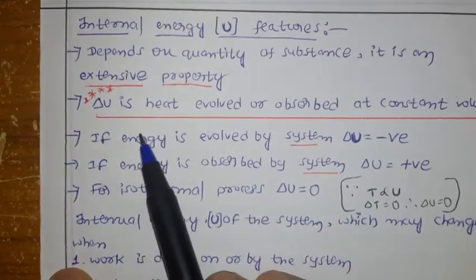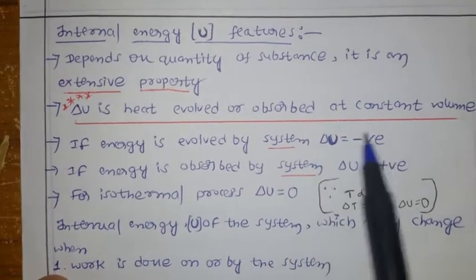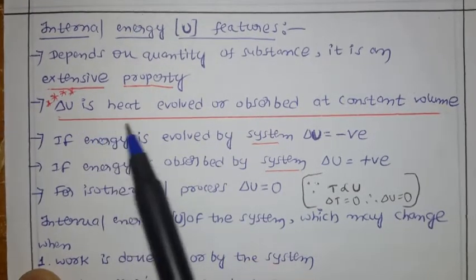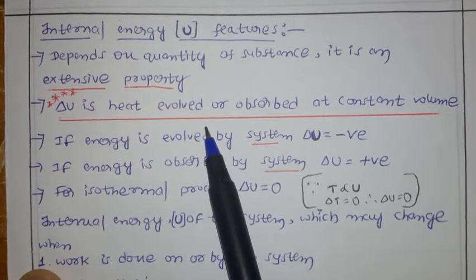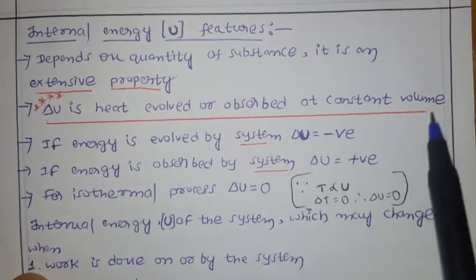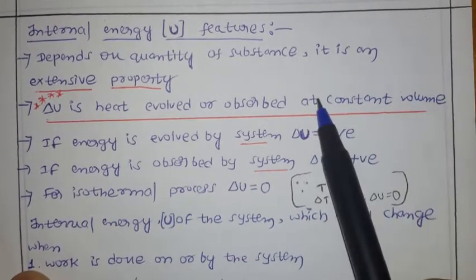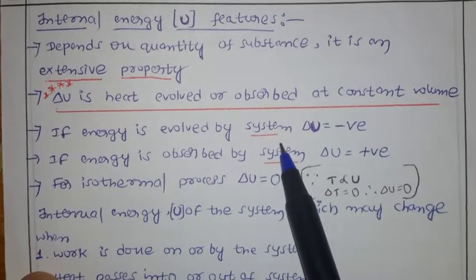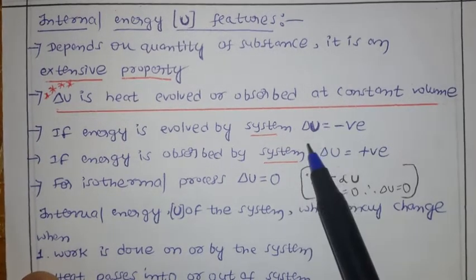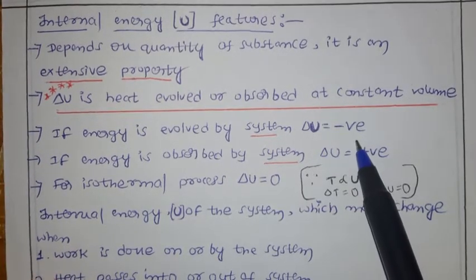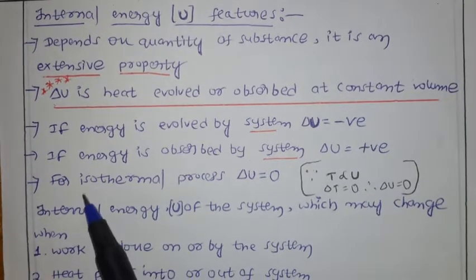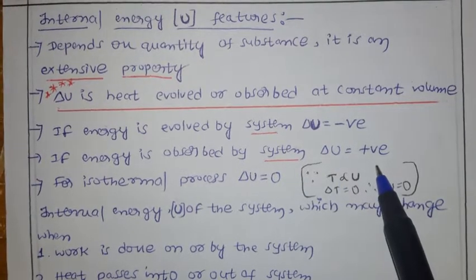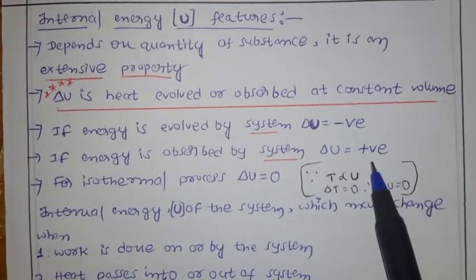Delta U is the heat evolved or absorbed at constant volume. You can define it another way: delta U is the amount of heat absorbed or evolved at constant volume. This is important. At constant volume, whatever heat is there, you call it delta U. If energy is evolved by the system, meaning the system is losing energy, then delta U is negative. You have to show it with the negative symbol. If energy is absorbed by the system, then delta U is positive. These symbols are important while doing numericals also.